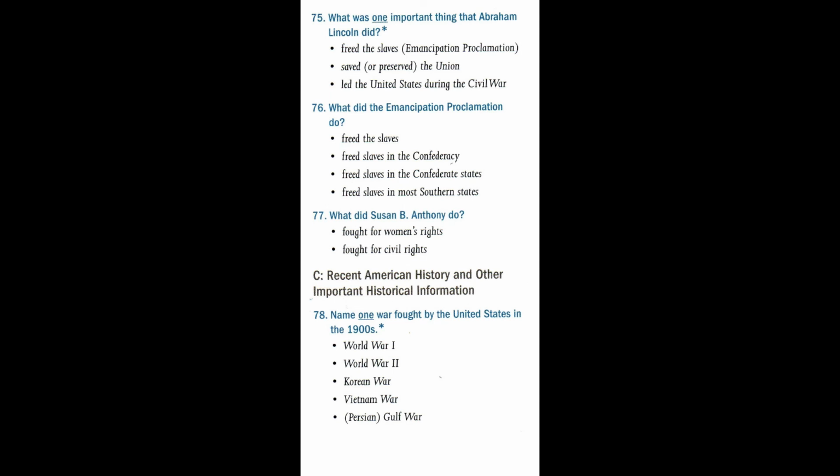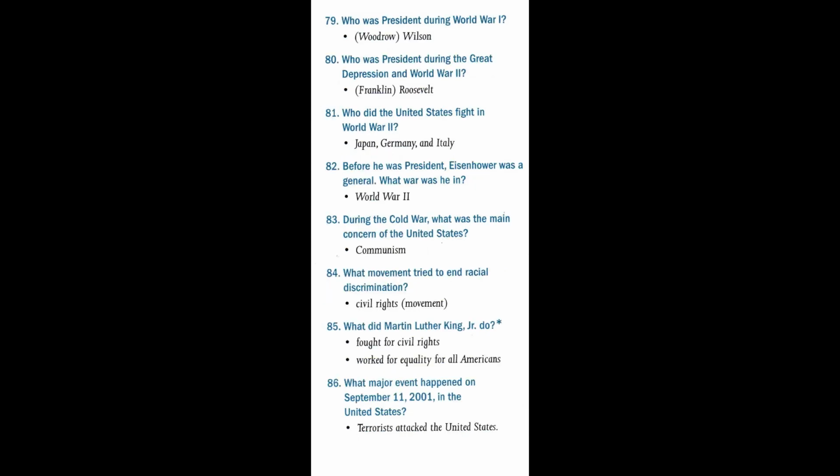C. Recent American history and other important historical information. 78. Name one war fought by the United States in the 1900s. World War I. World War II. Korean War. Vietnam War. Persian Gulf War. 79. Who was president during World War I? Woodrow Wilson. 80. Who was president during the Great Depression and World War II? Franklin Roosevelt. 81. Who did the United States fight in World War II? Japan, Germany, and Italy.